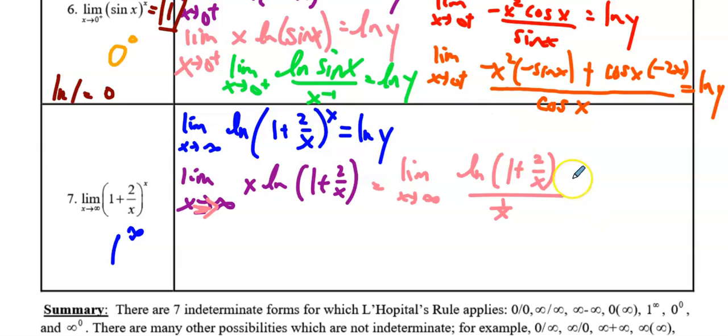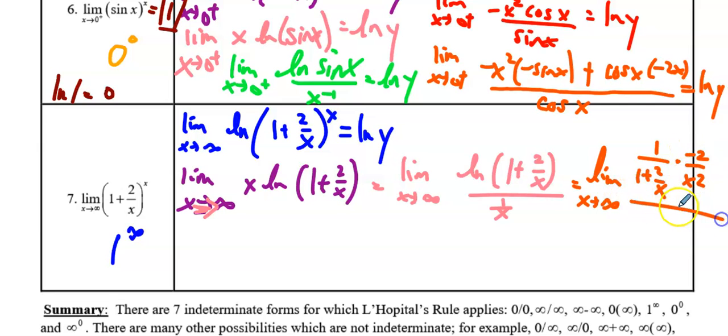So now we're going to take the derivative of the top, and notice that every time I'm doing this, I'm keeping the integrity of my problem alive with the limit as x approaches what we're looking at. So the derivative of this is going to be 1 over 1 plus 2 over x times the derivative of this, right? And this is going to end up being the derivative, -2 over x squared, all over -1 over x squared.